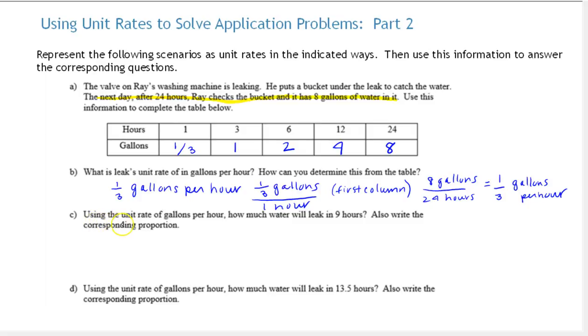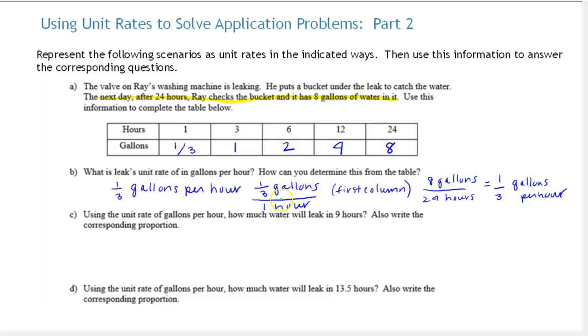Now we're asked, using the unit rate of gallons per hour, how much water will leak in 9 hours. Also write the corresponding proportion. Okay. So we don't have 9 hours in our table. I can see that 9 is halfway between 6 and 12, so it's going to be halfway between 2 and 4. So I know our answer is going to be 3.